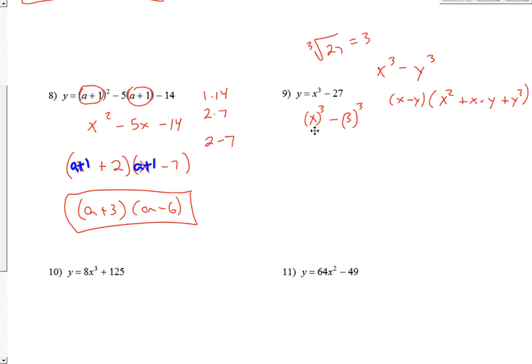So I will have my x minus a 3, and then for x squared, I just take x squared. When I'm taking x times y, that just means I'm multiplying these two things together. And since I have a number and a variable, I'm going to put the number first, and this is plus, so 3 times x, so 3x, and then plus the y value squared. Well, 3 squared is 9, so I'm just going to put 9 over here, and those are my factors for number 9.